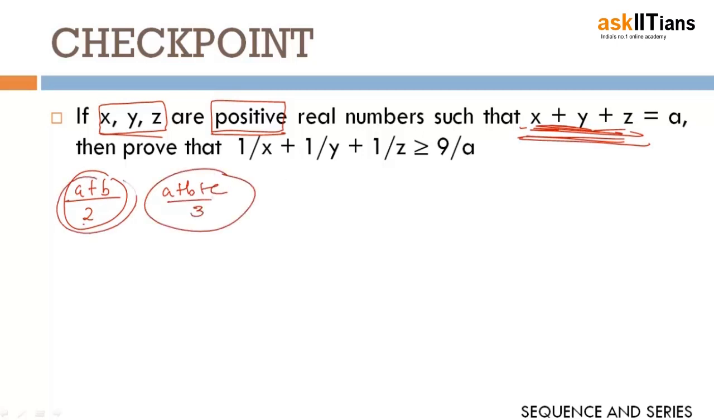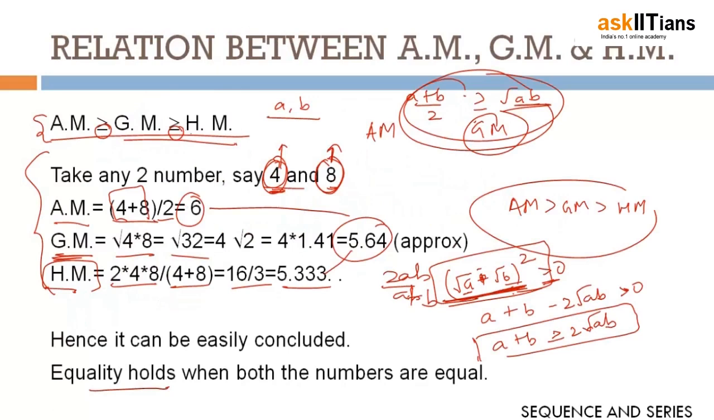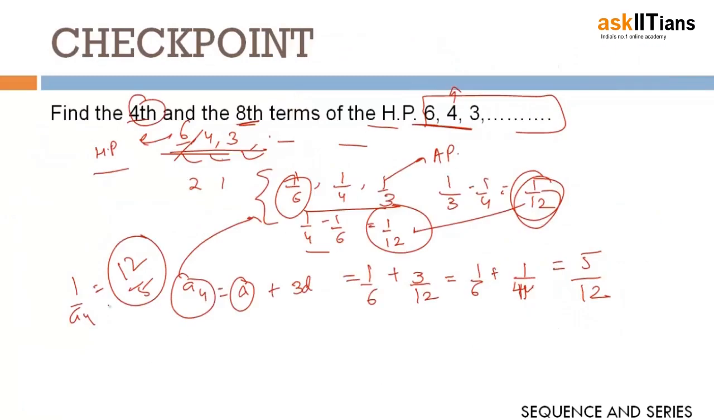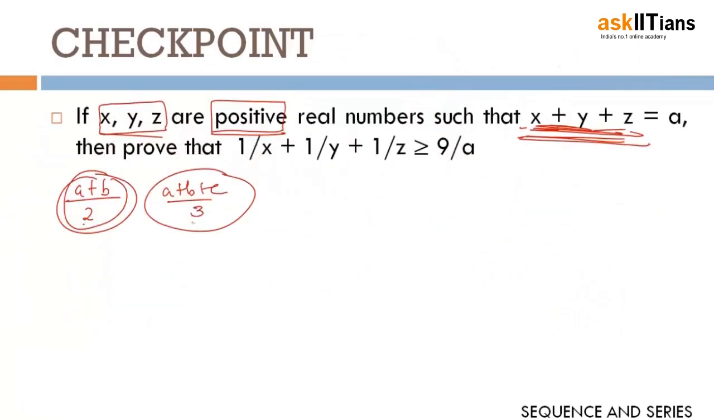So for 2 terms we can generalize that result for n terms also. If I go to the previous slide, we have talked about only 2 numbers, but this is true for n terms also. So we can find accordingly the AMs, GMs, HMs. In this case 3 terms are there.